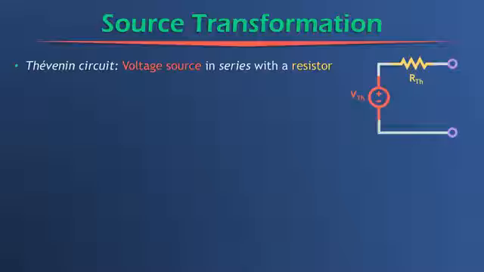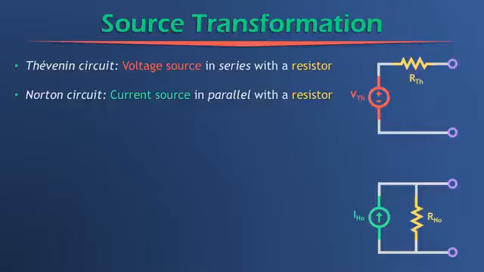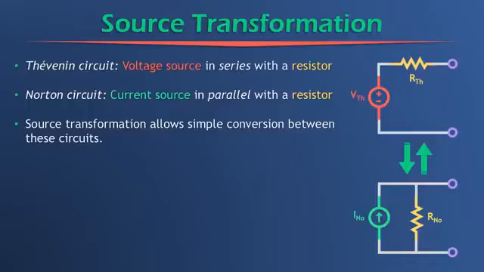And the second thing is a Norton circuit. A Norton circuit takes on this form. It's a current source in parallel with a resistor. And so this slide is titled Source Transformation. So what's that? Well, source transformation is a method that allows us to easily convert between these two types of circuits. That means if I have a Thevenin circuit, I can create a Norton circuit which will behave identically in a circuit. So what's the conversion process?